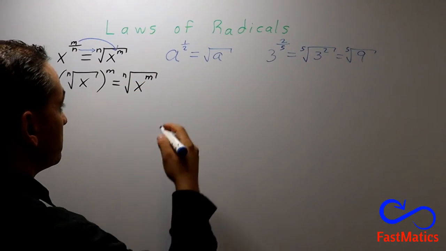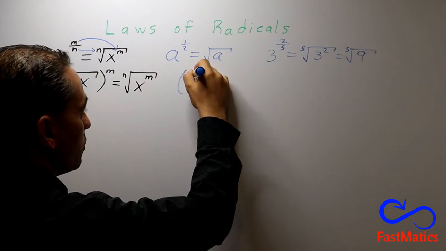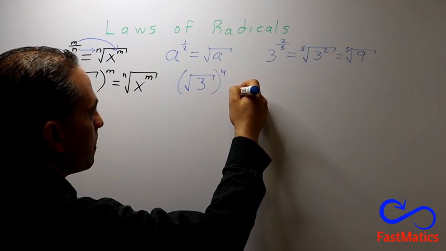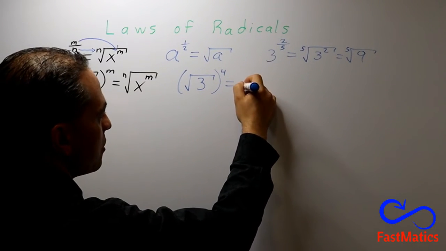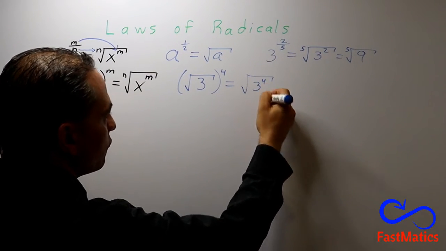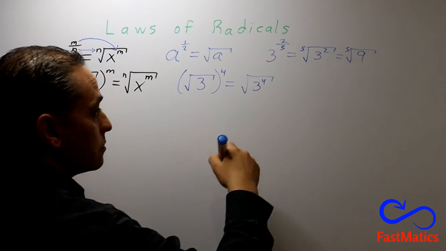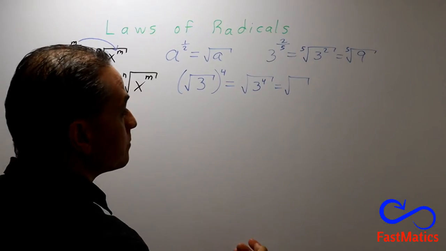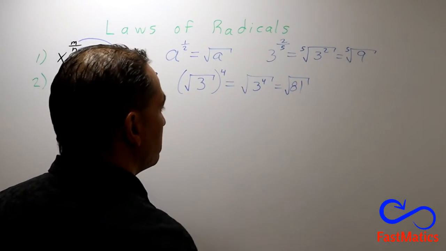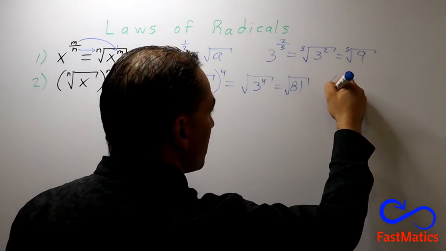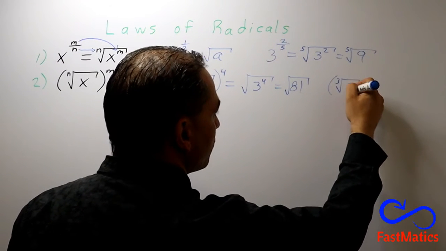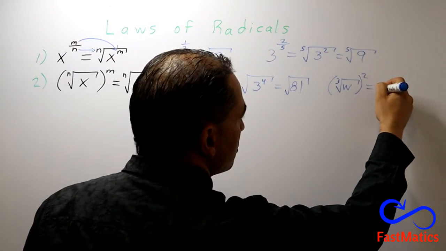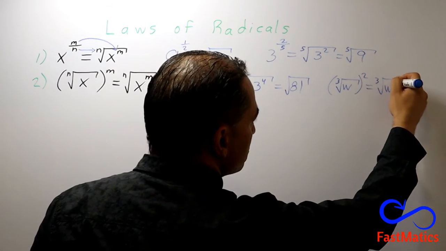For instance, the square root of 3, to the power of 4, is the square root of 3 to the power of 4 inside the square root. That means the square root of 3 times 3 times 3 times 3, 81. Another example, the cube root of w to the power of 2 is the cube root of w squared.